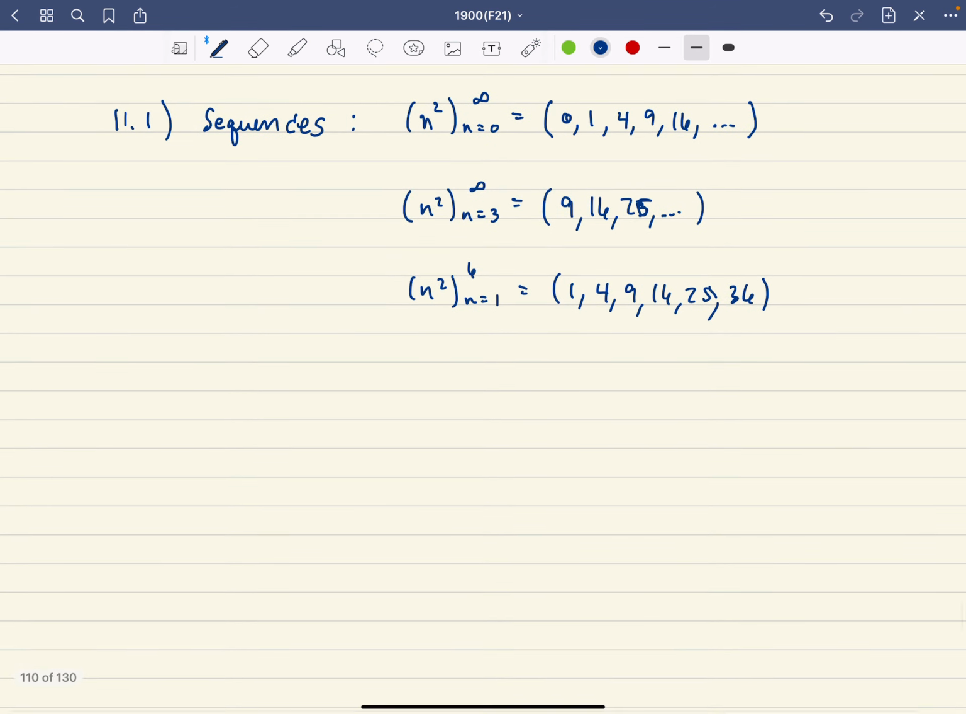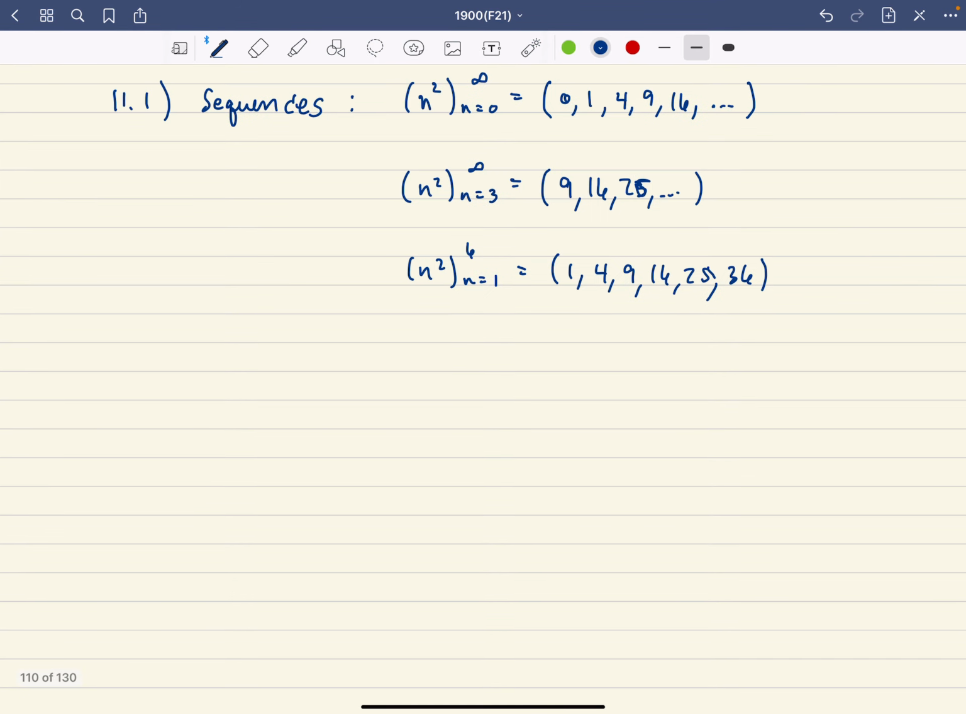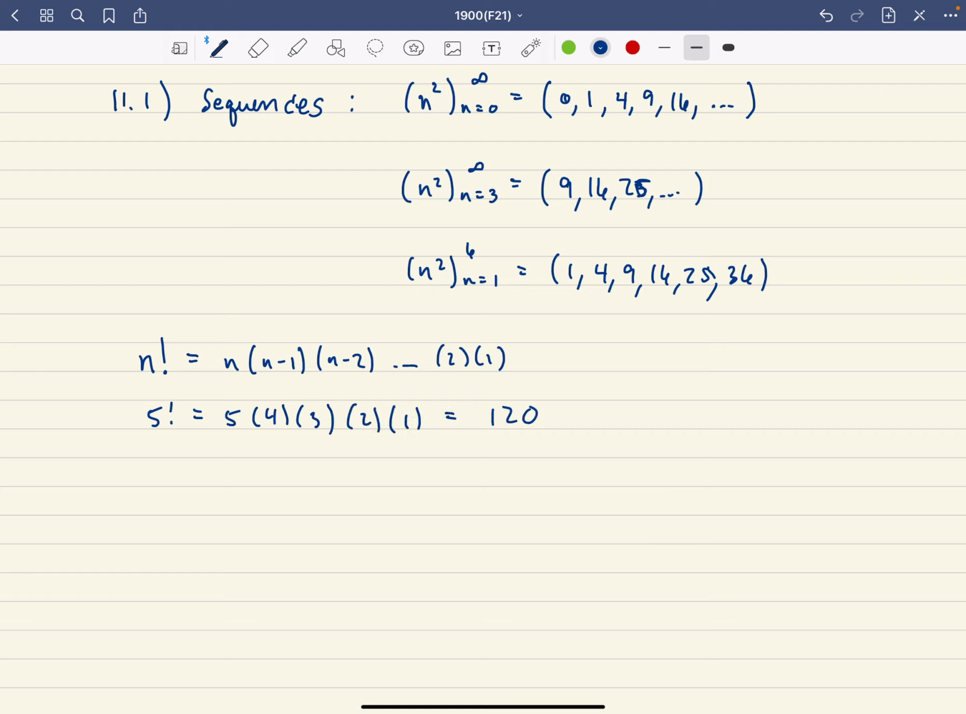One sequence that comes up very frequently, especially in this chapter, is the factorial. So you may have seen this before. So n exclamation point, that exclamation point is a factorial. And it's defined as n times n minus 1 times n minus 2, all the way down to 1. So for example, 5 factorial would be 5 times 4 times 3 times 2 times 1, which happens to work out to 120. And there are good reasons for this, but 0 factorial is defined to be 1.